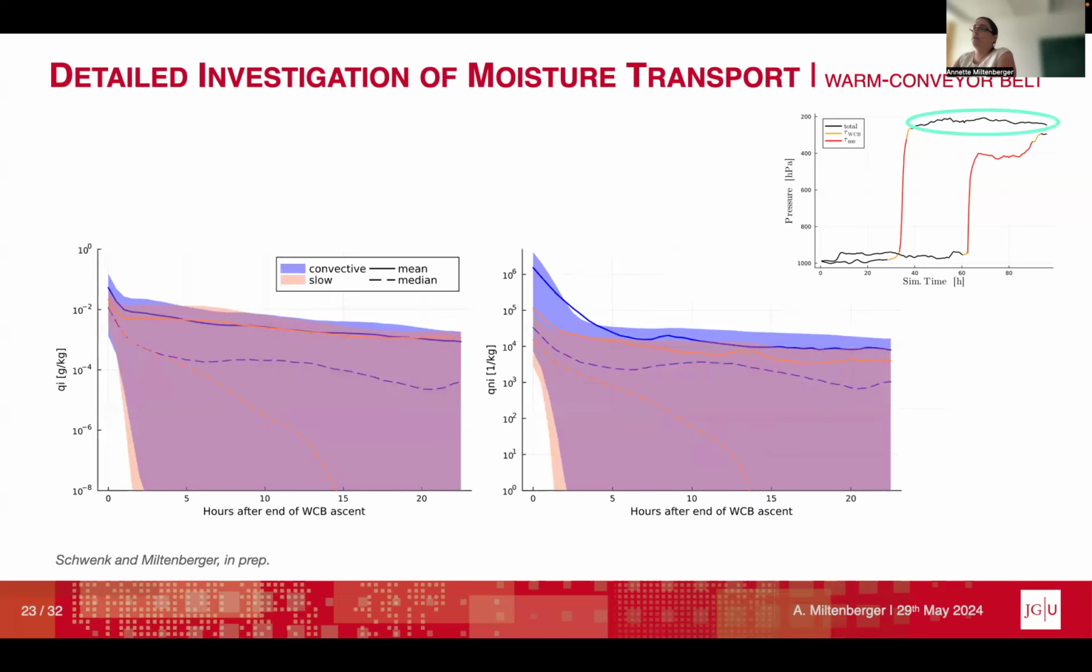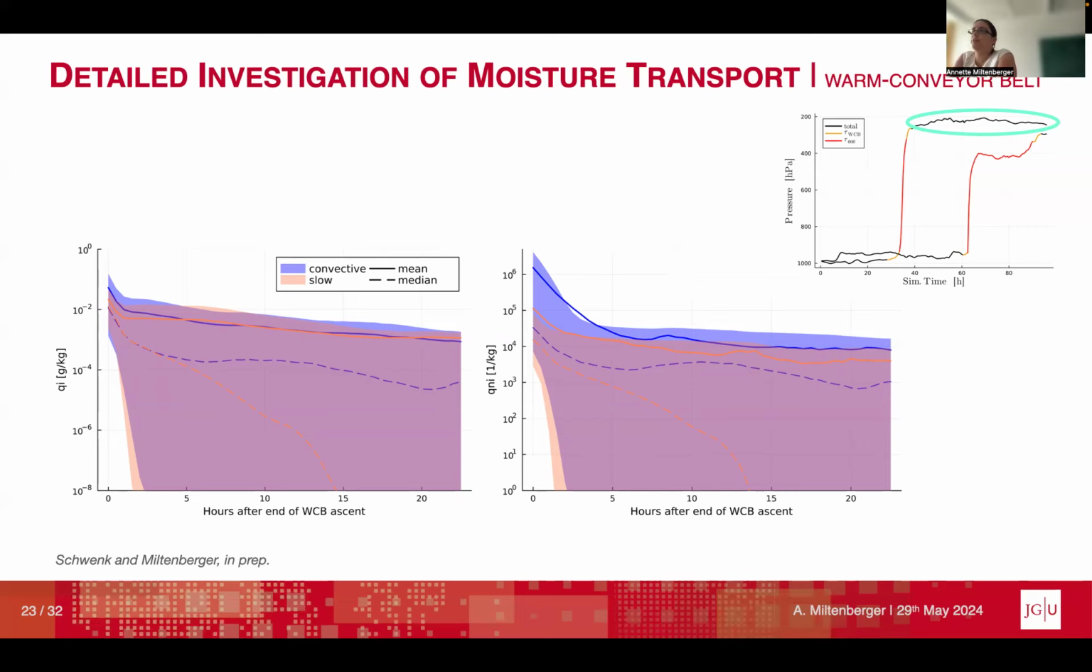If you look at the further evolution, we have here only 24 hours because then the simulation stopped and we don't get enough statistics. We can see on the left-hand side the ice mass. This is dropping slowly, as you would expect from sedimentation.